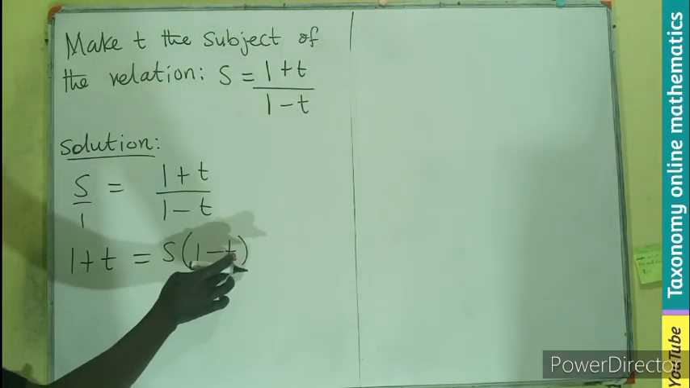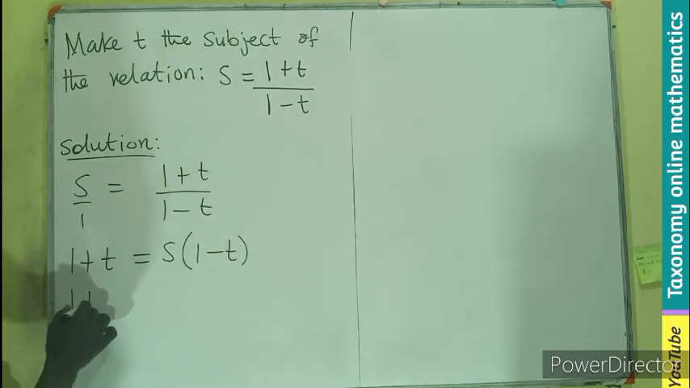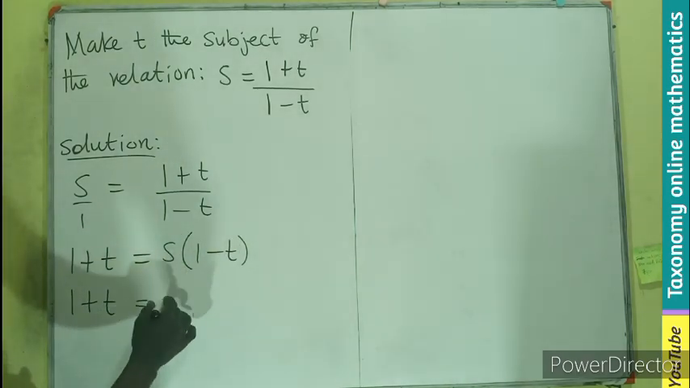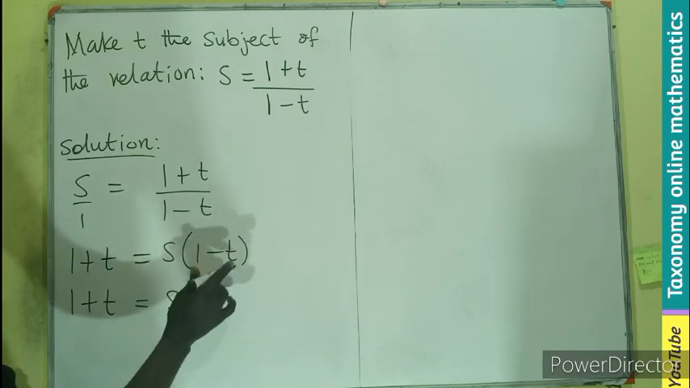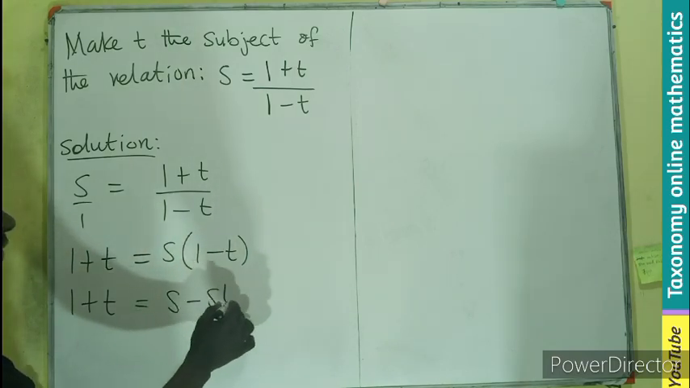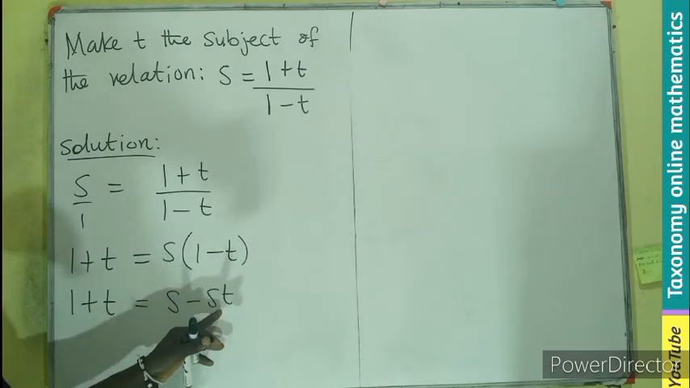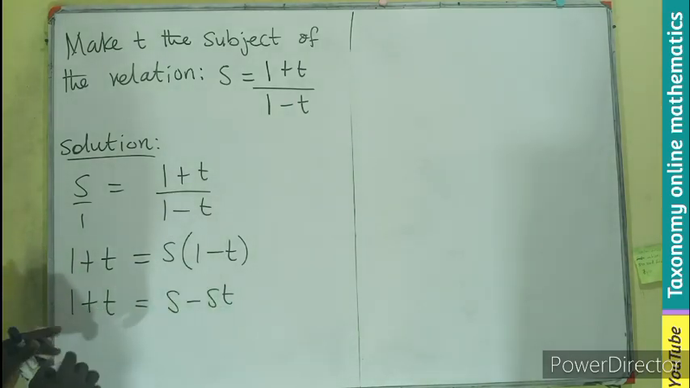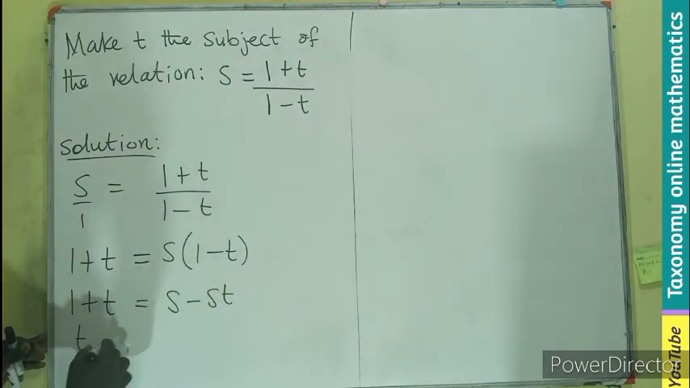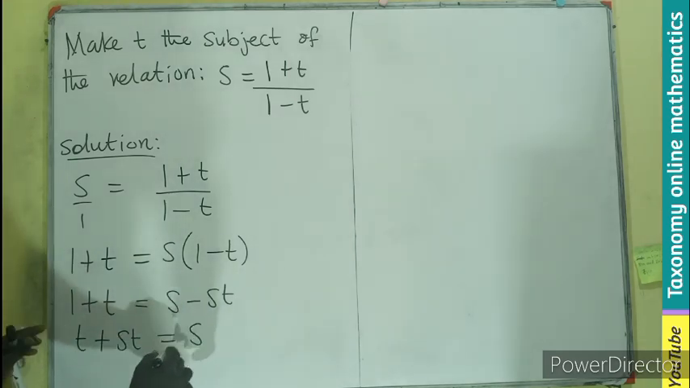We need to expand here to free the t. So 1 plus t equals s times 1, which will be s. S times minus t will be minus st. So let's bring all the terms involving t to one side. So t here will stay. Negative st becomes plus st, equals this s.